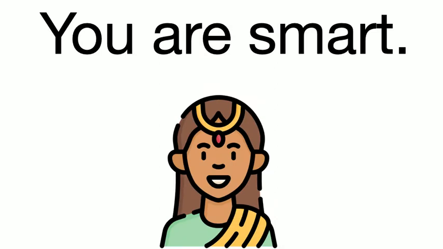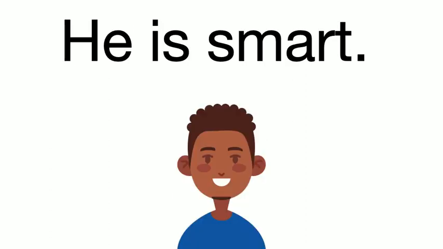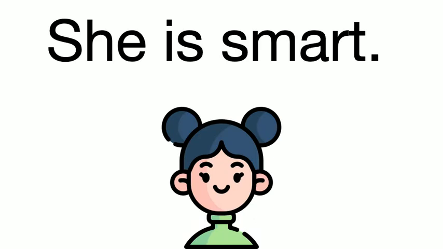What about you are smart? What subject pronoun do we use here? If you said aap, very good. Aap hoshiyar hain. What about he is smart? Woh hoshiyar hain. And if you remember what I said at the beginning, she is smart for she. Which subject pronoun do we use? It's the same as he.